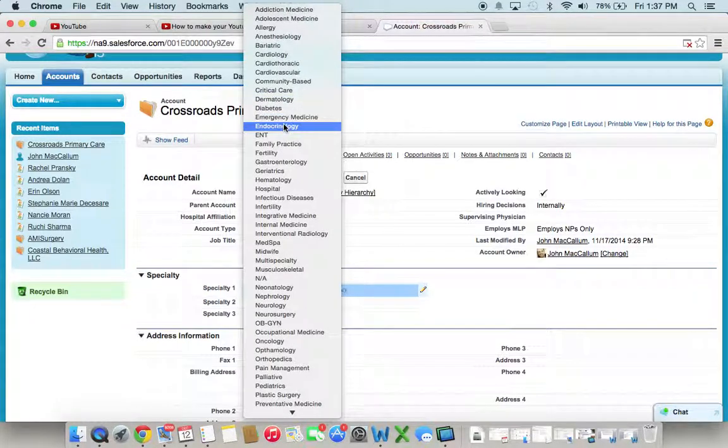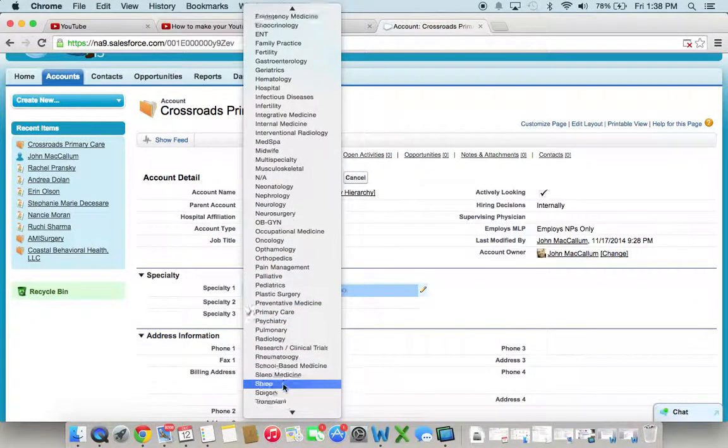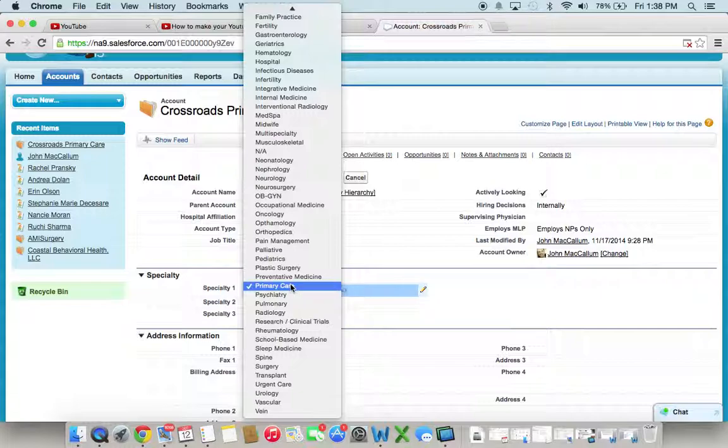Dermatology, endocrinology, family practice, gastroenterology, internal medicine, multi-specialty, neurology, pain management, orthopedics, pediatrics, primary care, psychiatry, and urgent care. Those are the specialties I would focus on first.